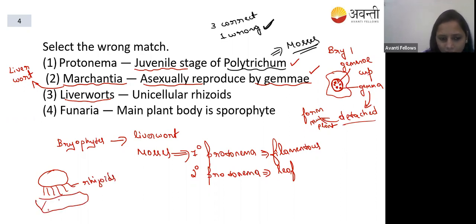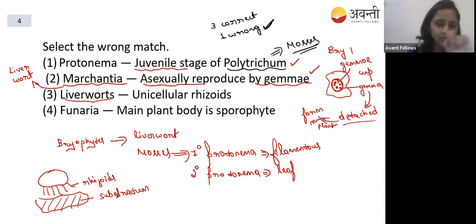For example, this is the substratum, and the rhizoids are helpful in attachment to it. It has unicellular rhizoids, so that is also correct. Then coming to the fourth option, Funaria. Funaria is nothing but a bryophyte, an example of a bryophyte.